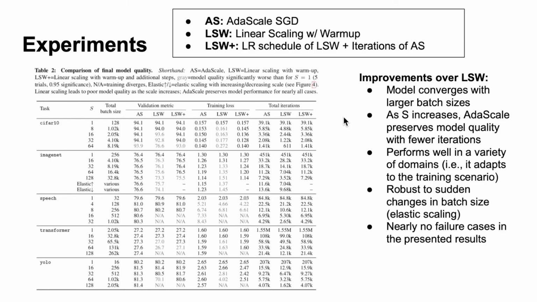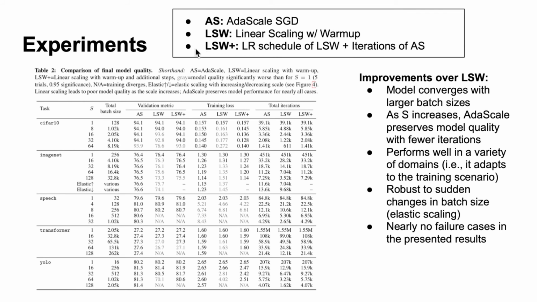So now that we've learned the details about AdaScaleSGD, it's good to look at the performance and see if it actually performs well compared to its baselines. So as we can see in the key up here, the authors present 3 different types of experiments, the first of which is AdaScaleSGD, their proposed method, and then they present LSW, which is just the linear scaling rule that we've discussed with a learning rate warm-up schedule, and then LSW+, which is basically the linear learning rate scaling rule with a warm-up, but it instead adopts a number of iterations performed in AdaScaleSGD.